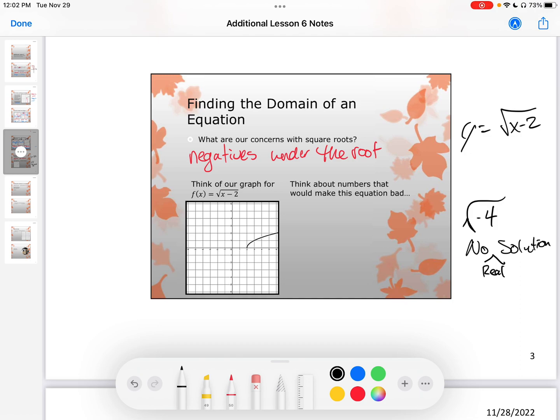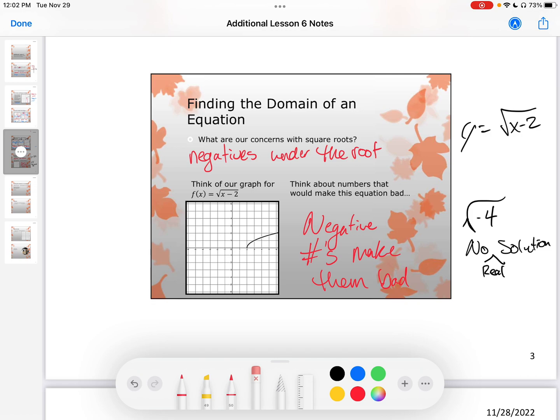So what we need to know about square roots is that the negative numbers make them bad. And you can see here, there are no negative values for x on this function. That is because of how this function works. So we've learned from the graph. You can look at the graph of this and see that x must be greater than or equal to 2.